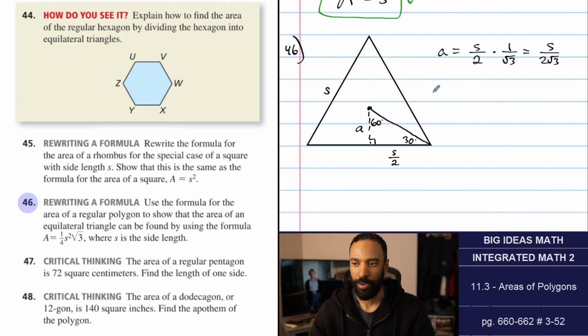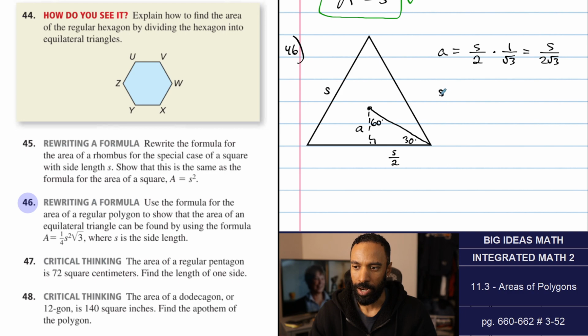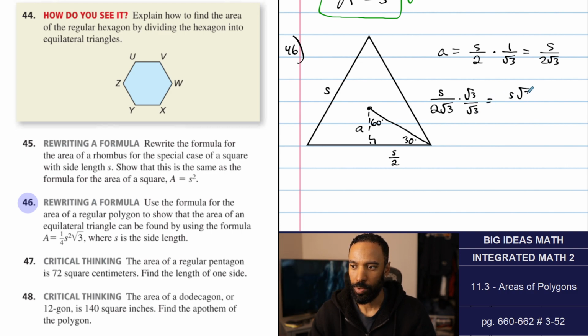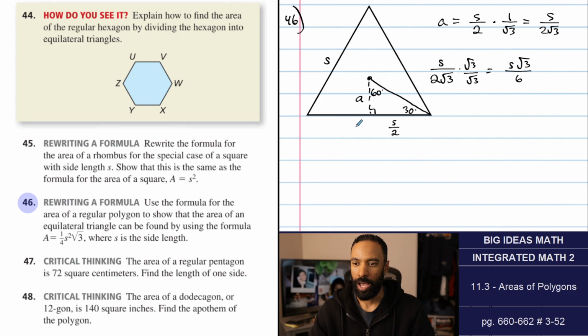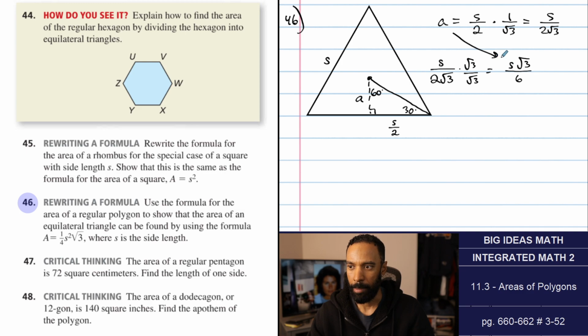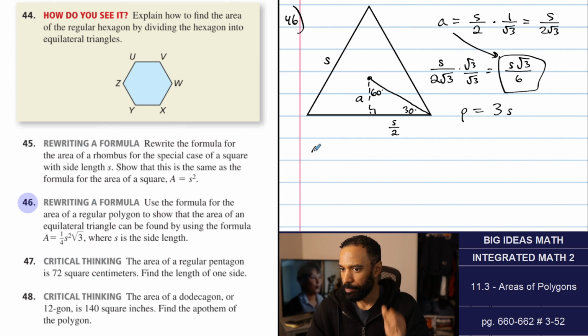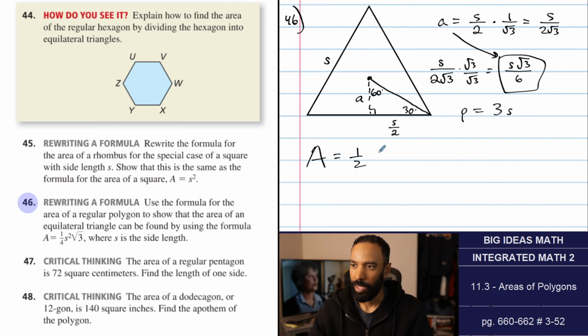Let's simplify that because of what we're going to do there. S, and remember that is an S, not a 5. 2 root 3 times root 3 over root 3 is S root 3 over 6. 2 root 3 times root 3 is 2 times 3, which is 6. So that's the apothem. And the side length is S, so the perimeter is 3S. Okay, area is 1/2 apothem, S root 3 over 6, times perimeter, 3S.